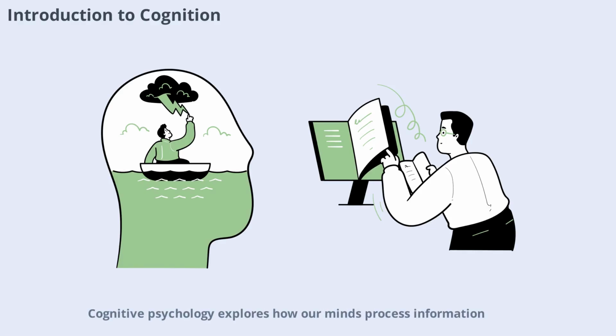Cognitive psychology explores how our minds process information, focusing on the mental activities that help us acquire, store, and retrieve knowledge. Unlike earlier theories that emphasized observable behavior, cognitive perspectives look inside the mind, treating it almost like a computer that encodes, stores, and retrieves data. This approach helps us understand not just what we learn, but how we learn it.